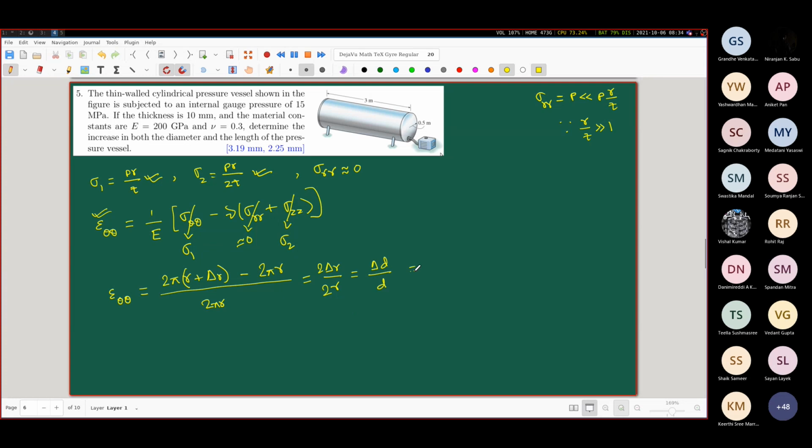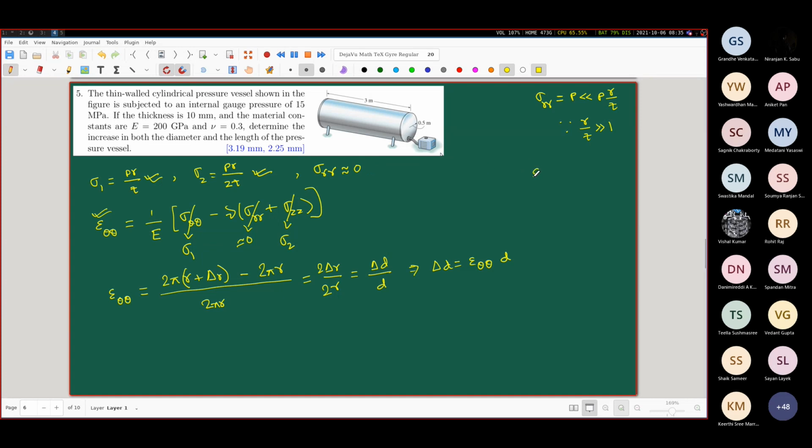Okay, so this basically means that delta D is equal to epsilon theta theta into D. D value is given to us as 1 meter. I want to point out something here, that I have seen your senior batch students do something like this: whenever they encounter this epsilon theta theta, they don't think in terms of the circumference. What they do is they directly think in terms of the diameter, that I have been asked to find out the change in the dimension.